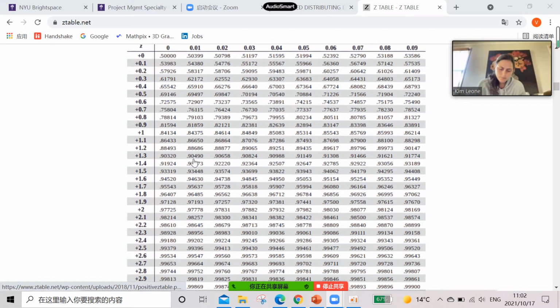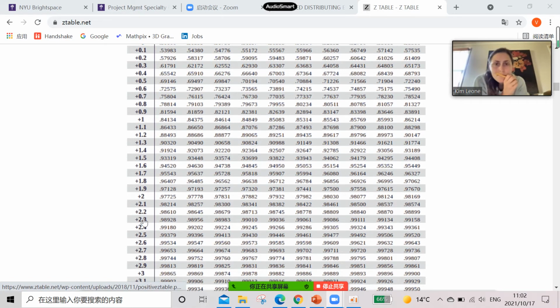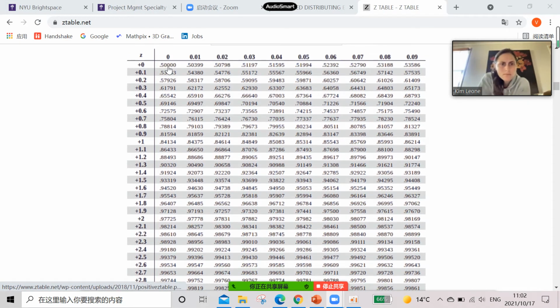Here is basically what the Z table is like. It takes 2 decimal places. Those are the Z numbers with 1 decimal place, and the second decimal place you look at on this horizontal axis. For example, this first column means Z equals 0.60, and this column means Z equals 0.55. Can you understand this table?